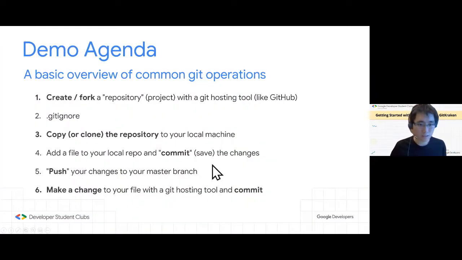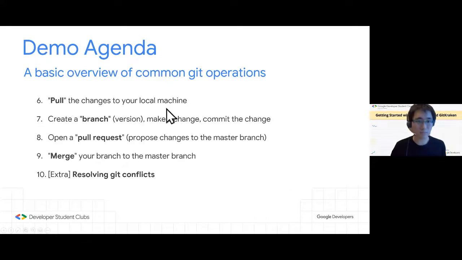Now you add a file, local commit, save the changes, push the changes, and then make a change with a Git hosting tool and then commit. Yep, we did all that. We did pull the changes to a local machine, which we did also. We created a branch, made a change, committed the change. We opened a pull request and we merged our branch to the master branch.